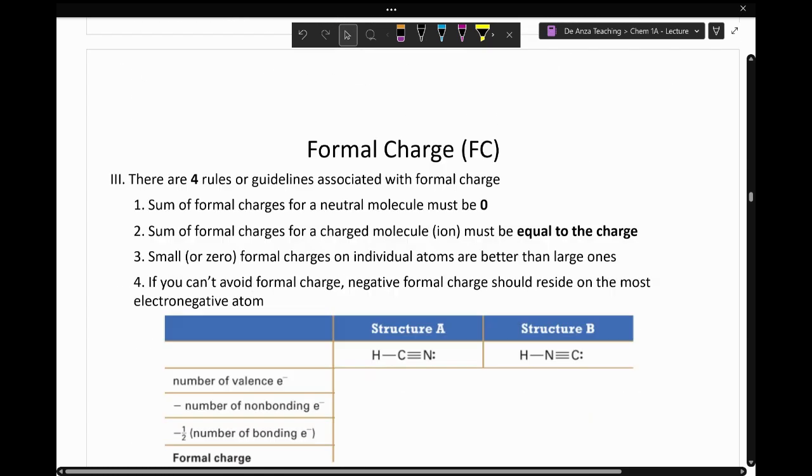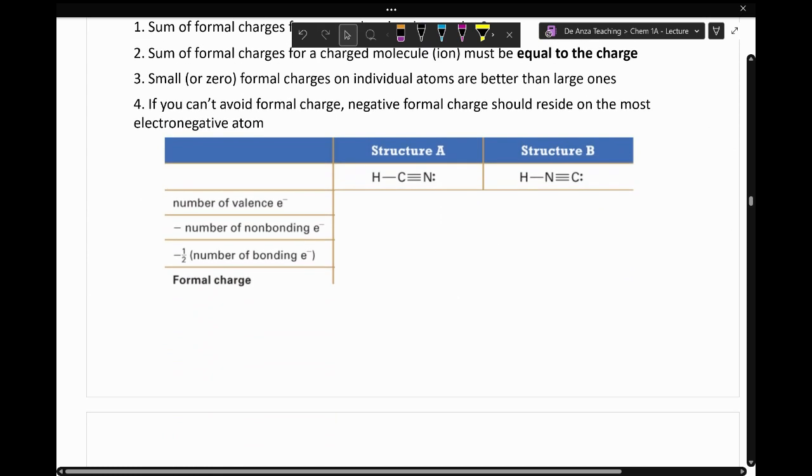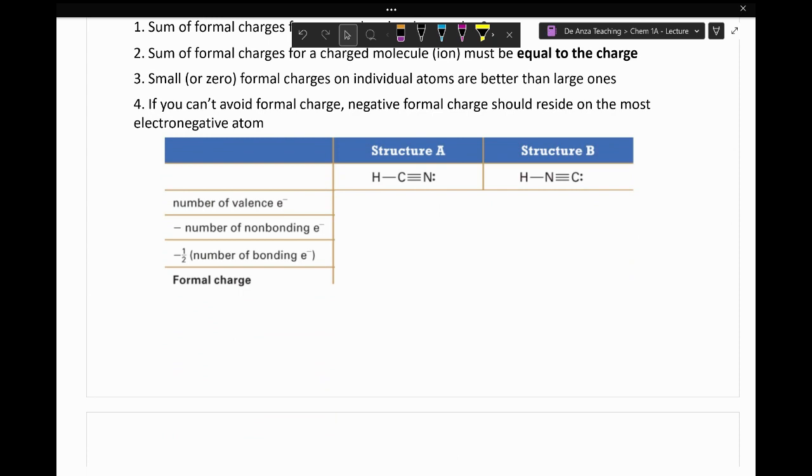If we look at something like this right here, this cyanide molecule, we can look at the number of valence electrons that comes from each of these different atoms. So from hydrogen, that brings 1, carbon brings 4, nitrogen brings 5. And it's the case for each of these 2 structures. We're going to basically rank each of these to figure out which one is correct.